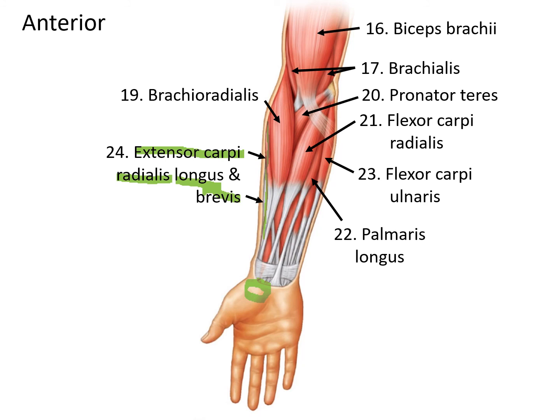So think of it this way. Muscles cannot push. They can only pull. And so in order to extend the wrist, the muscle has to be on the posterior. But it's shown here because we can see it a little bit.